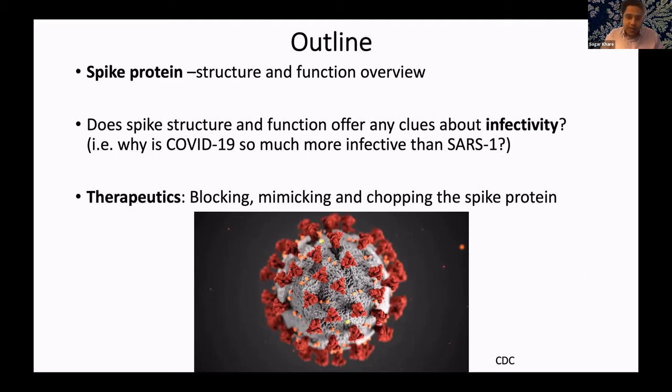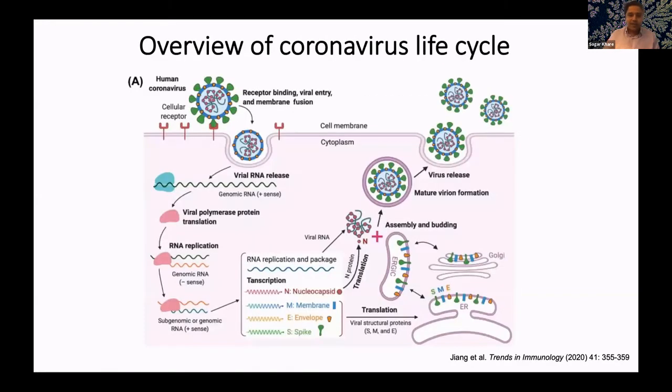And then, of course, everyone is hoping and praying for therapeutics. So we'll look at a little overview of the kind of options that are being developed for both blocking and chopping the spike protein, as well as mimicking it so that we can train the immune system to recognize it.